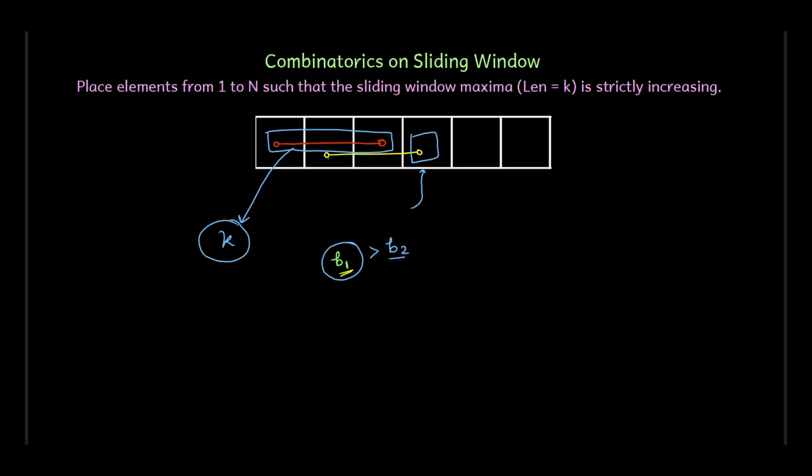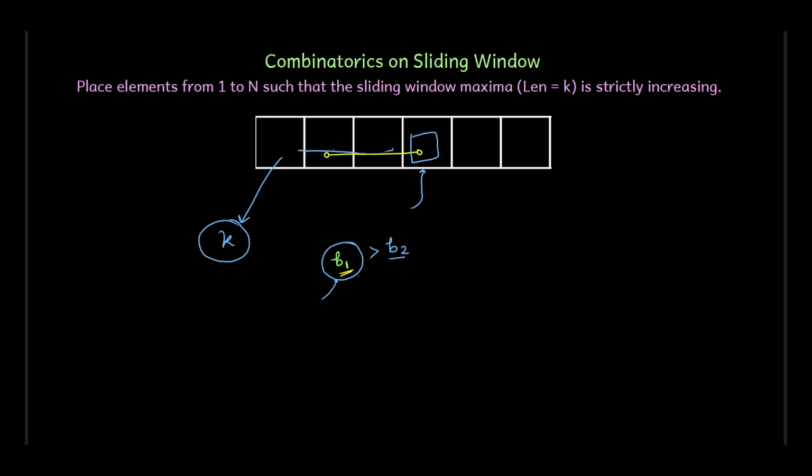This means that whatever the maxima of this first window is, suppose that is b1, the incoming element has to be greater than that maxima, because if it is not greater, then either b1 wins, which is bad, or b1 doesn't win and something smaller wins, which is also bad. This means that this incoming element has to be greater than b2. But then once b2 has entered this window, you can completely forget about this first window.